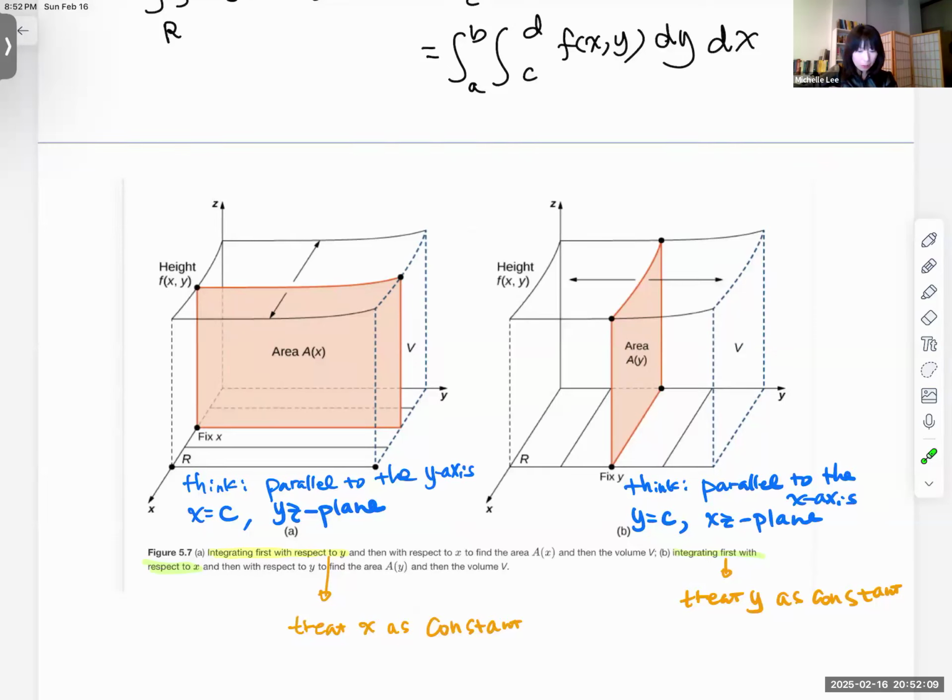So let's take a look at this one. First, this is a plane. Can you see that this plane is like a front and back, right? So this is parallel to the y-axis, so we can say that x equals some constant for the equation. And then we call this the YZ plane, right?